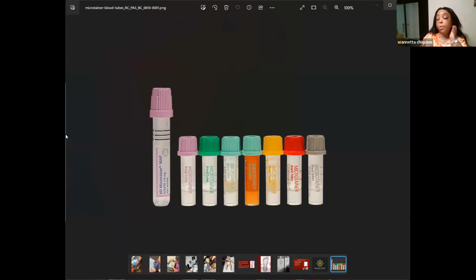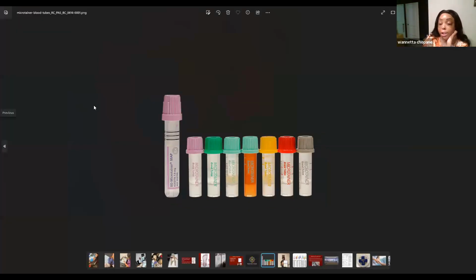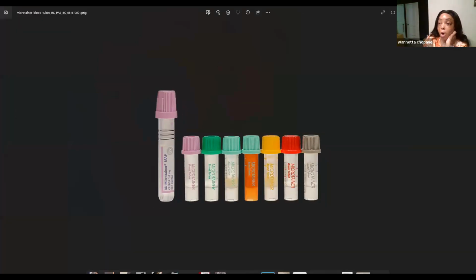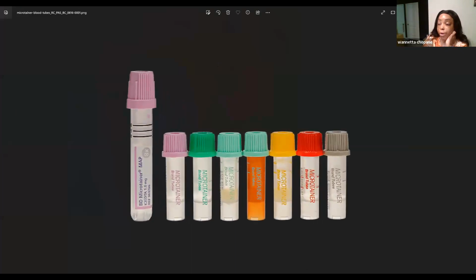Okay, so I want to show you this because, as you can see, these are called microtainer blood tubes. But as you can notice, they are similar in color to the bigger blood vacutainer tubes.